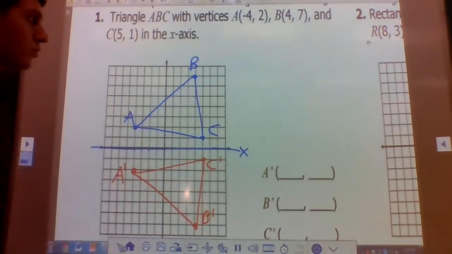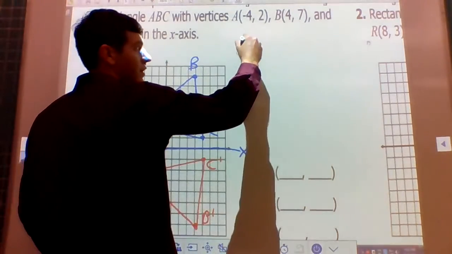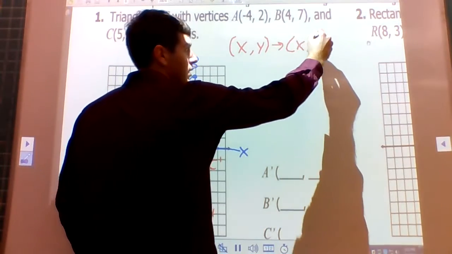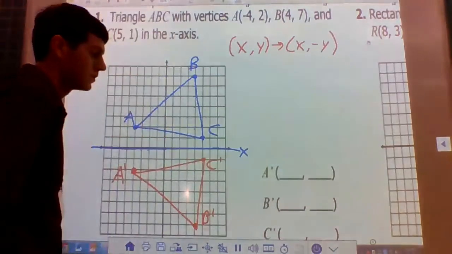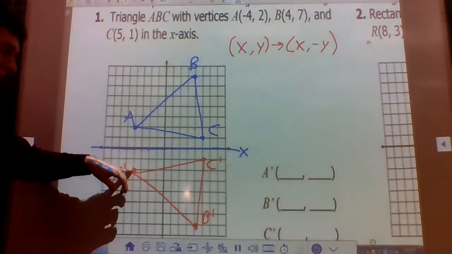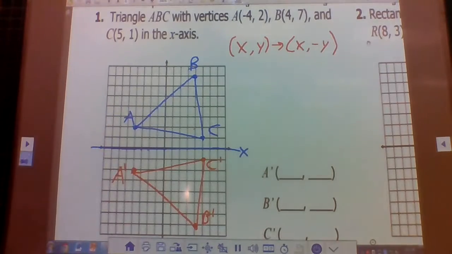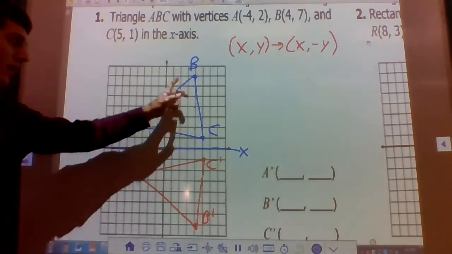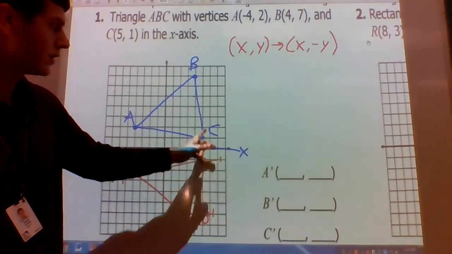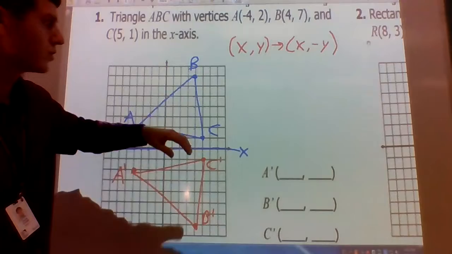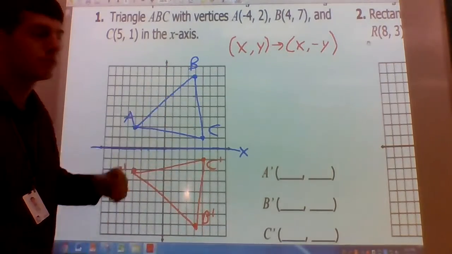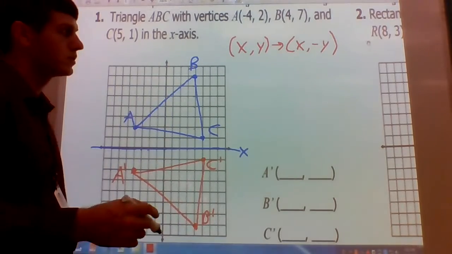Or again, we can use the rule. So the rule for reflecting across the x-axis is (x, y) goes to (x, -y). The reason it's negative y is because our signs are changing for the y values, not the x values. So all these points and the new points are all the same x value. What's changing is the y. So what was positive becomes negative. If there were negative points, they would have become positive.